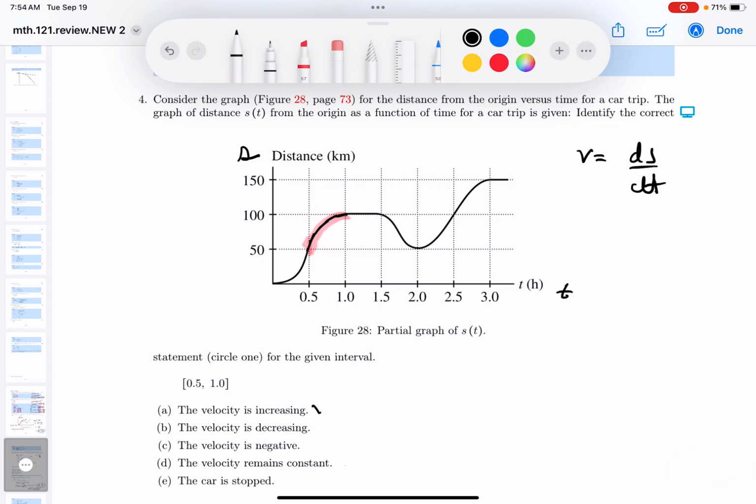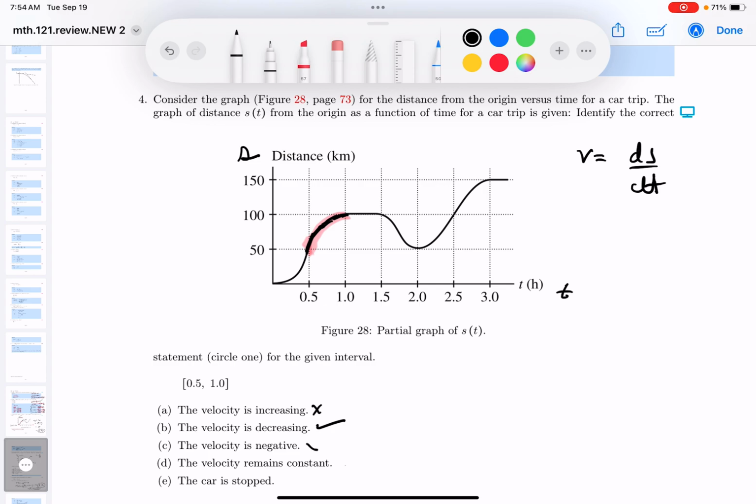So I'm going to say this one is not correct. The velocity is not increasing. But this one appears to be correct. The velocity is decreasing. What do I mean by that? The slopes of the tangent lines are getting smaller and smaller. They're starting out pretty heavily positive, and then they're getting smaller and smaller over that interval.